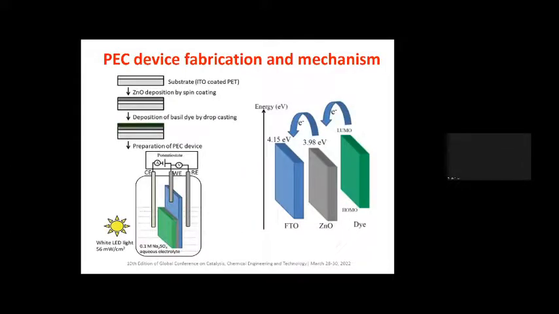So what we have done, we have first fabricated ZnO oxide thin films using the spin coating method. On that, we have deposited basil organic dye. Basil is a traditional plant that we can see in our homes also. It contains mainly chlorophyll as well as quinine, so it can absorb visible light as well as UV light. That hybrid structure I have used for this work. I have used a three electrode system to make the photoelectrochemical device.